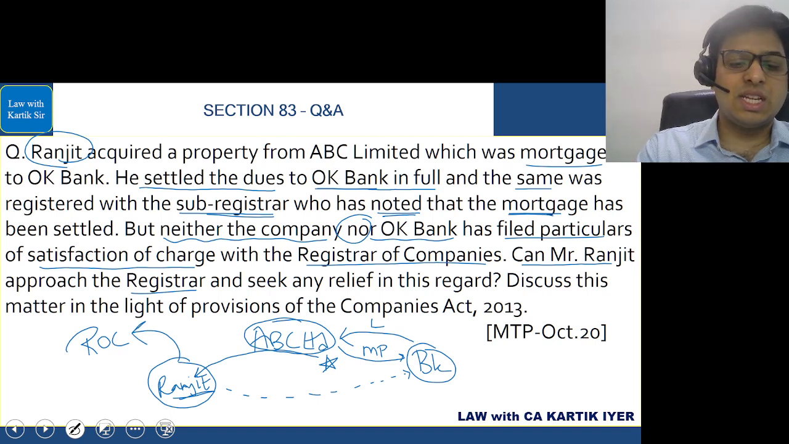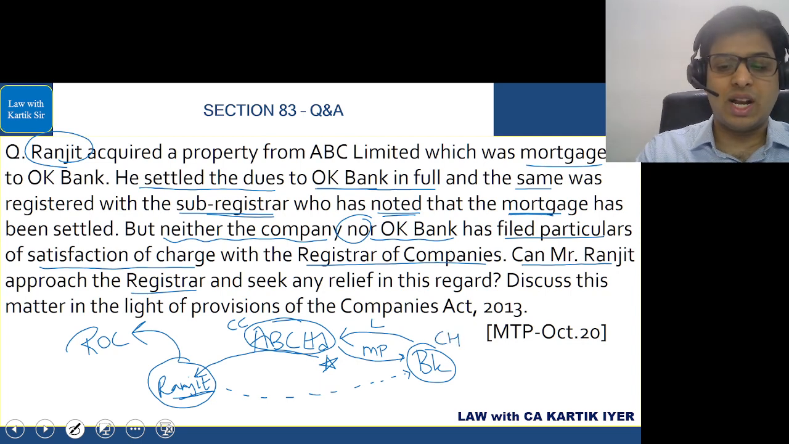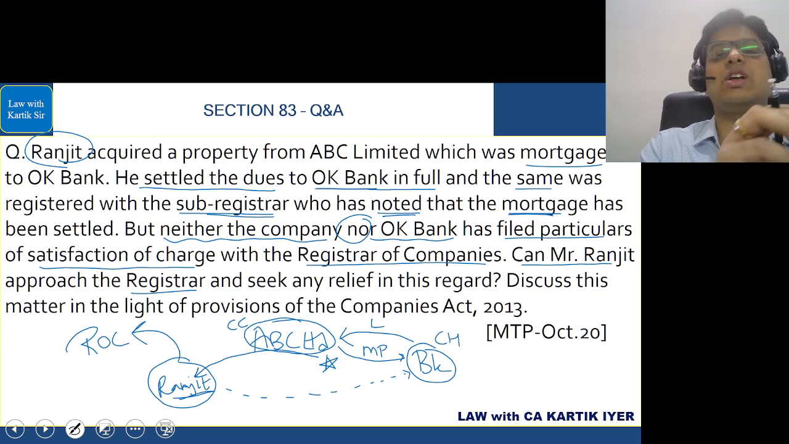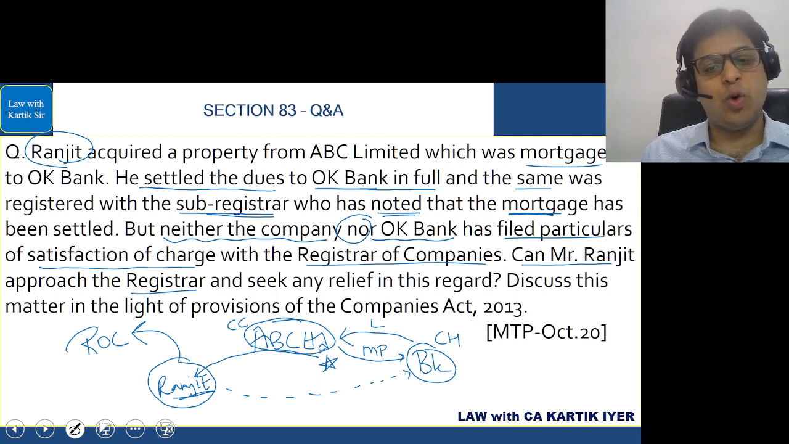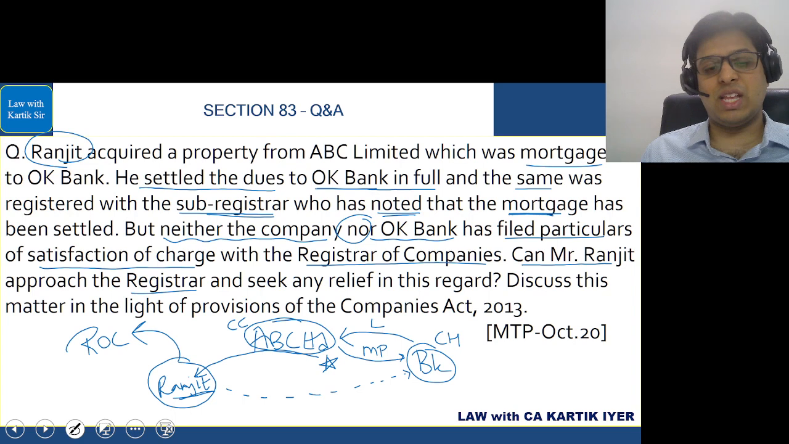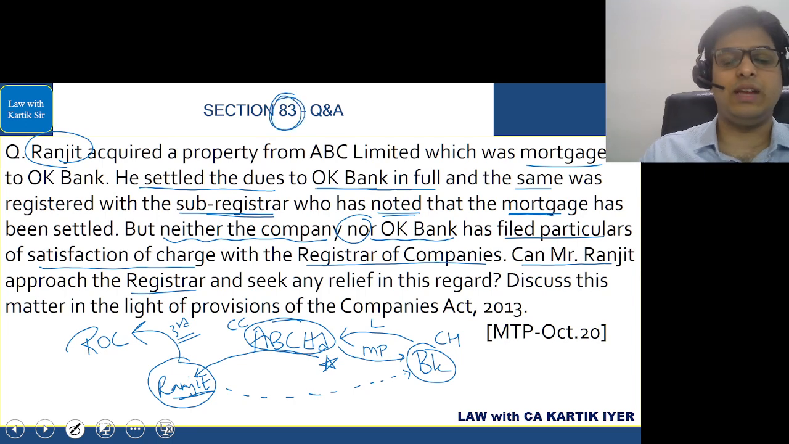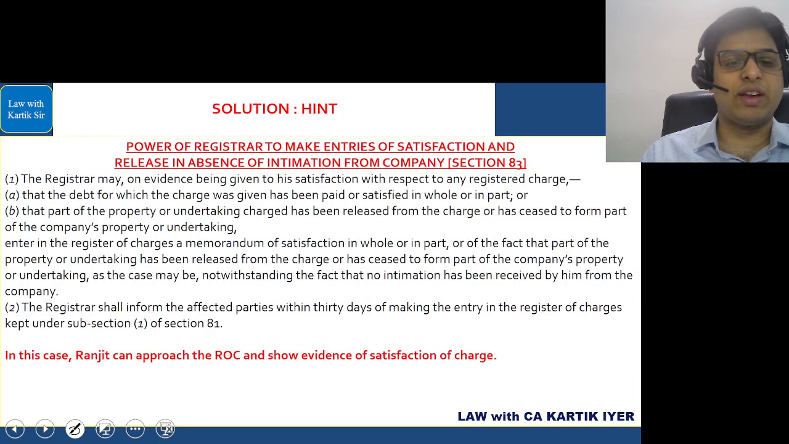So this is the charge creator, ABC Limited, correct? This is your charge holder, the bank, correct? Both have not gone and informed the ROC that Ranjit is the new owner. So Ranjit wants to go and inform the ROC along with proper evidence and everything. So can a third party go and inform the ROC? The answer is yes, and that is given in section number 83. Comfortable?